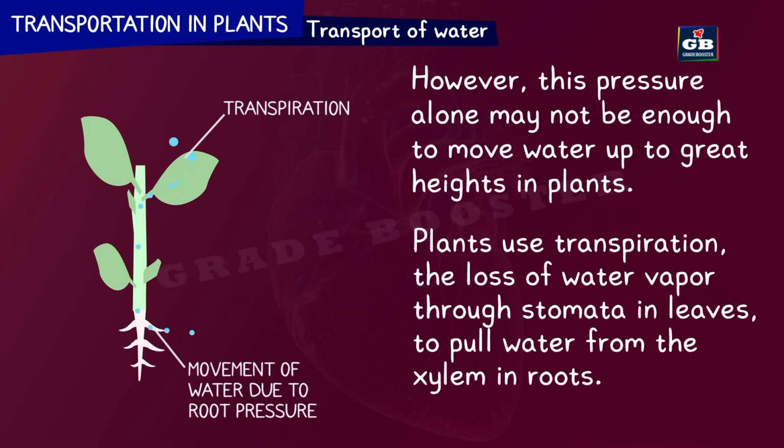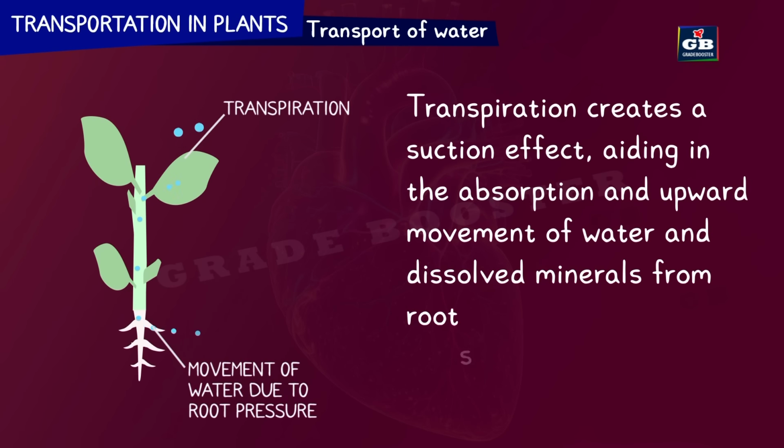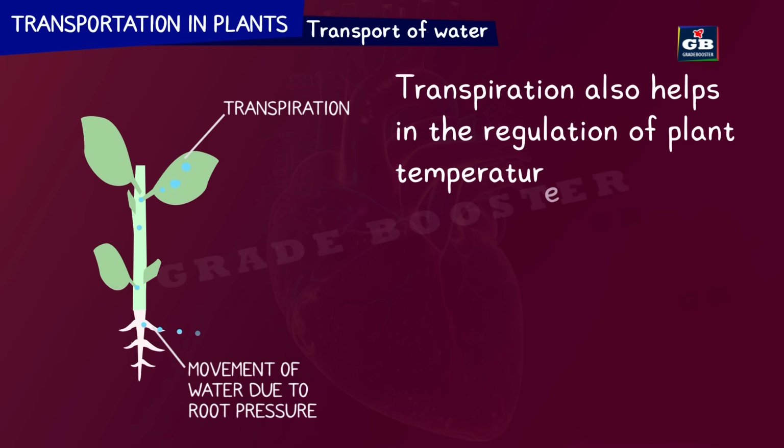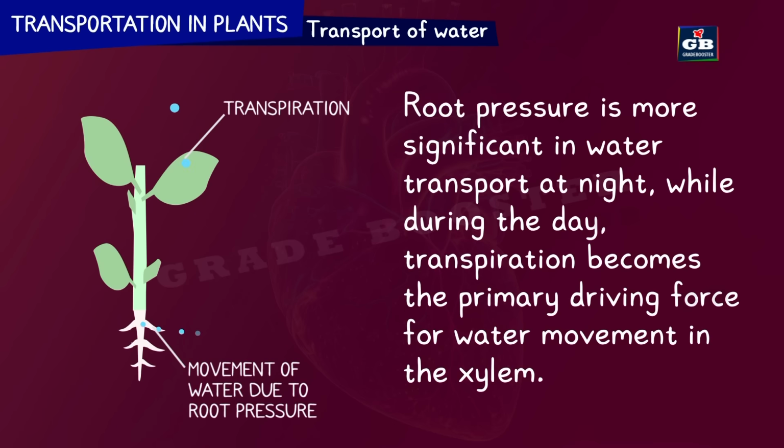Plants use transpiration, the loss of water vapor through stomata in leaves, to pull water from the xylem in roots. Transpiration creates a suction effect, aiding in the absorption and upward movement of water and dissolved minerals from roots to leaves. Transpiration also helps in regulating plant temperature. Root pressure is more significant in water transport at night, while during the day transpiration becomes the primary driving force for water movement in the xylem.